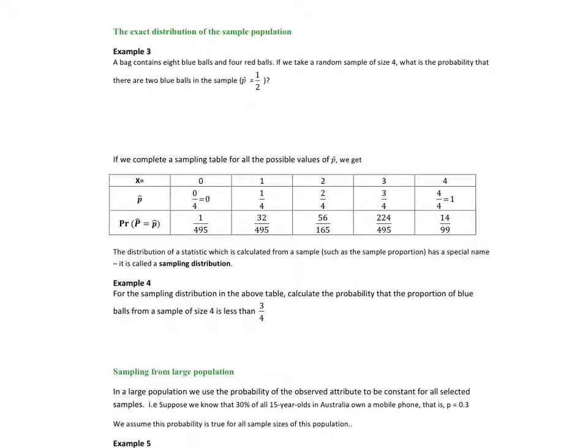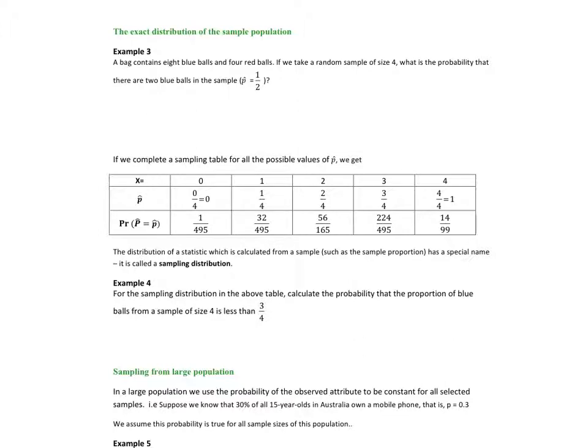All right, so let's now talk about the distribution of my sample proportion. In this, a bag contains 8 blue balls and 4 red balls. If we take a random sample of size 4, what is the probability that there are 2 blue balls in the sample? In other words, p hat is a half.